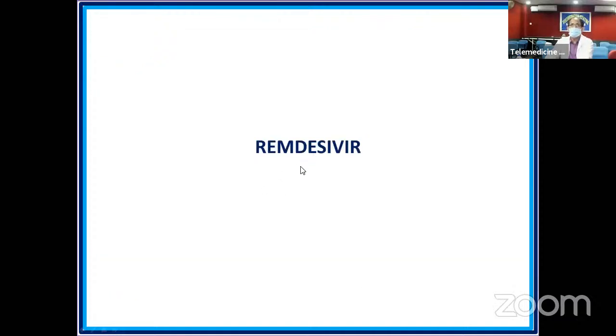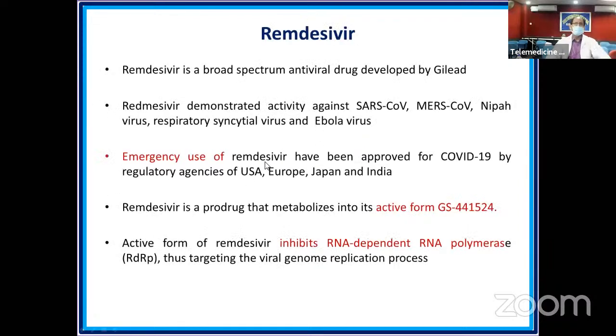Remdesivir, yes, this is a very good drug. This is boosting our experience of curing patients of COVID-19. It's a broad spectrum antiviral drug developed by Gilead, an American company. Remdesivir demonstrated activity against SARS coronavirus, MERS coronavirus, Nipah virus, respiratory RSV virus, and Ebola virus. Emergency use of remdesivir has been approved for COVID-19 by regulatory agencies of USA, Europe, Japan, and also in India. It is approved by the Government's Ministry of Health and Family Welfare.